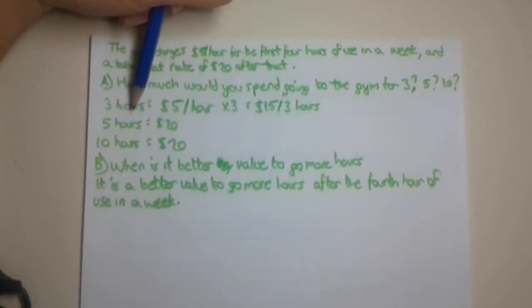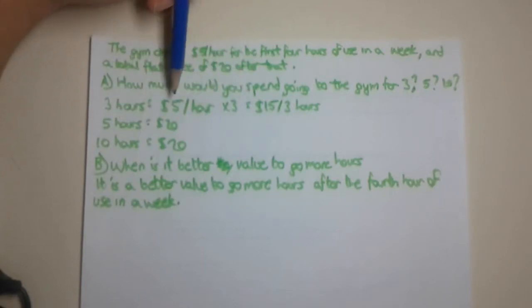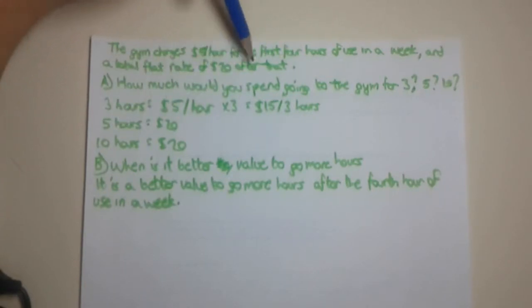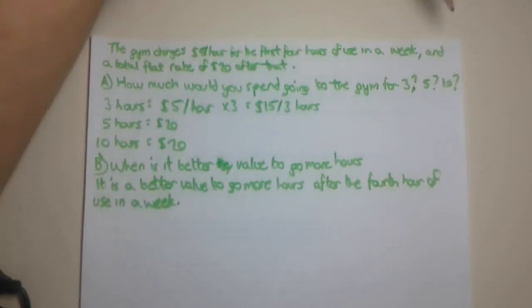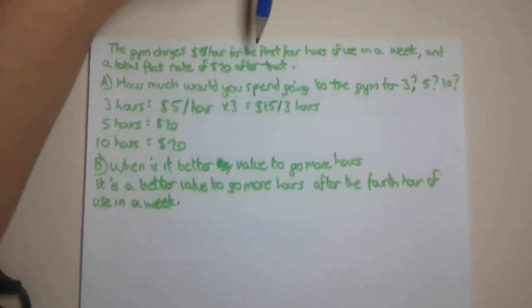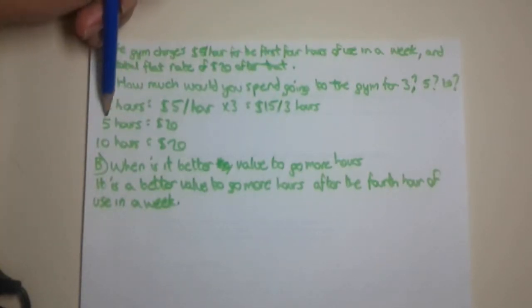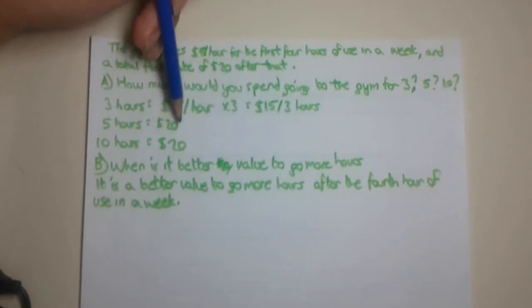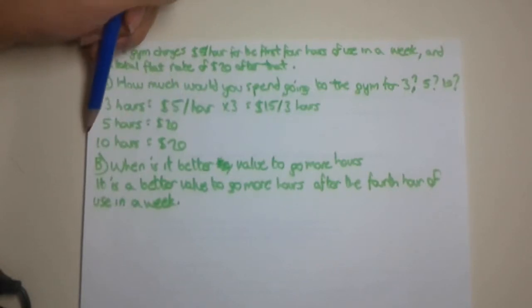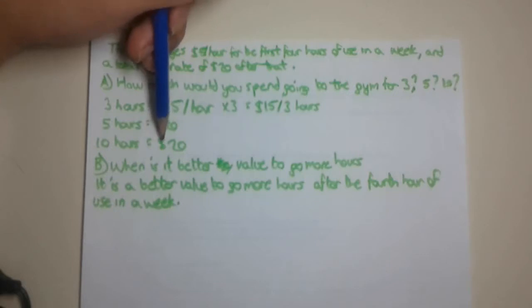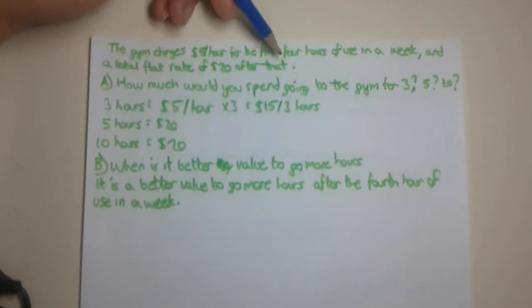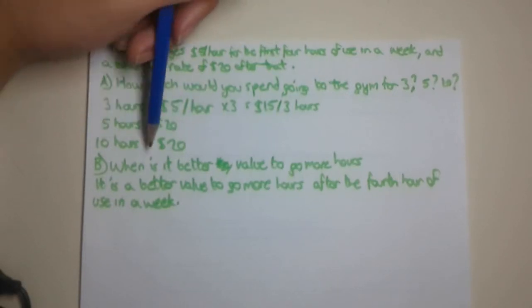For 5 hours, the first rule does not apply, so you use the second rule, which is the total flat rate of $20 after the first 4 hours. So for 5 hours, you have to pay $20. The same thing goes for 10 hours, you have to pay $20 because it's past 4 hours.